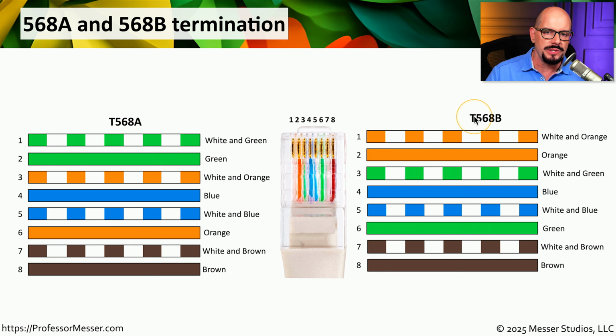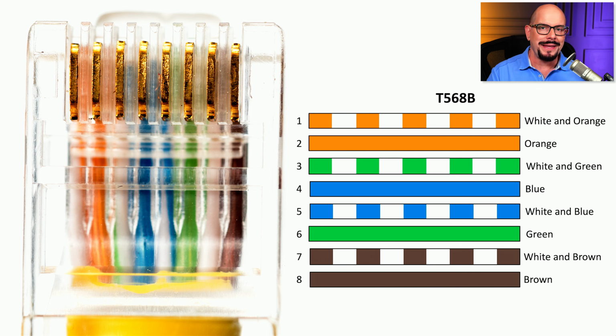Now, if you compare that to the T568B, there are similarities. For example, you can see that the blue colors on pins 4 and 5 and the brown colors on pins 7 and 8 are exactly the same between them. That means you only have to memorize the differences between pins 1 and 2 and pins 3 and 6. You should be able to pick up any Ethernet cable, look at the cable, and be able to determine which color scheme was used for that particular cable.